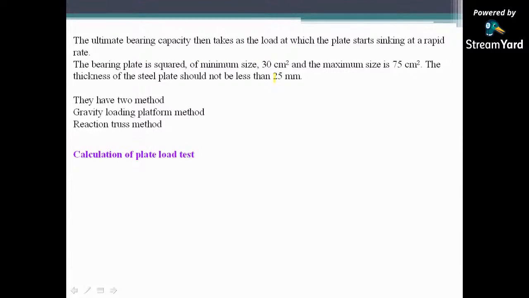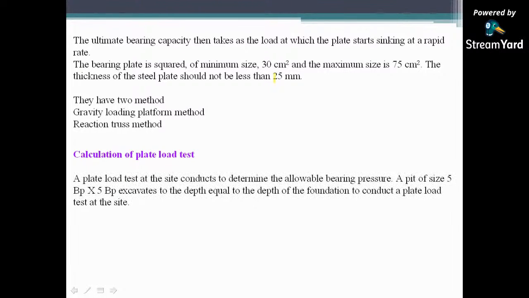So, calculation of the plate load test. Kindly read this. I'm taking the lecture.